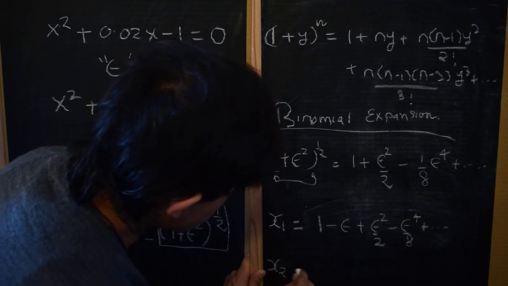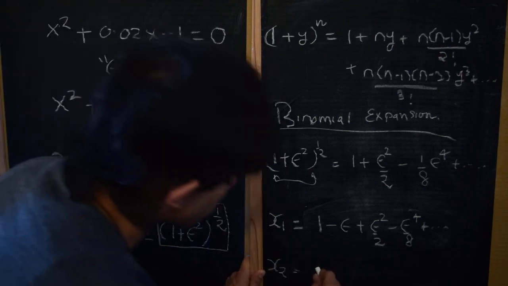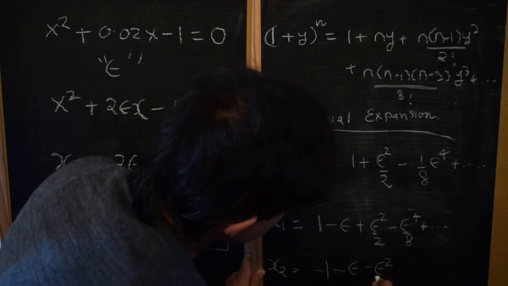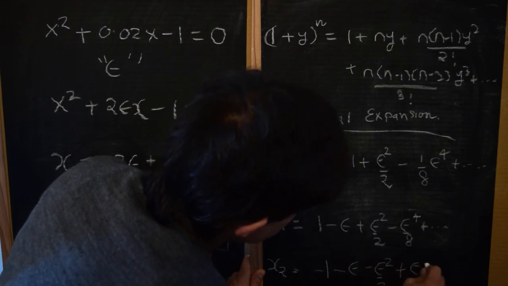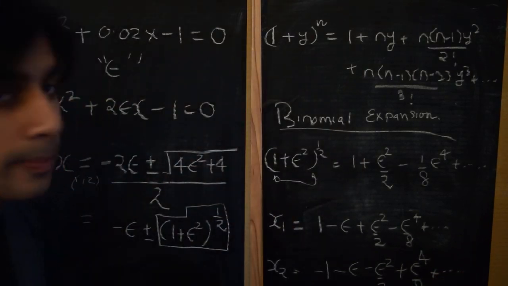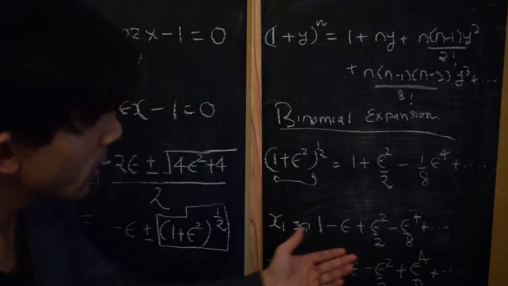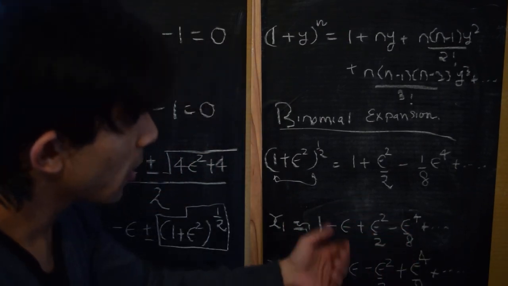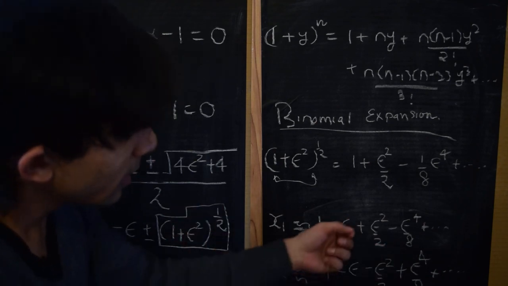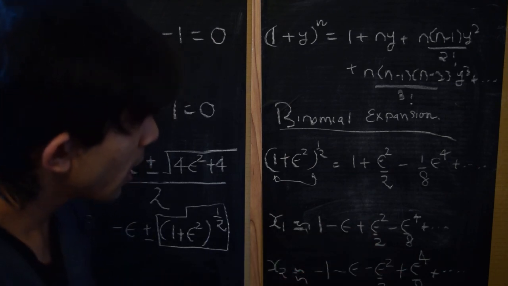The second root will be, it has a minus in front of the expansion, so it will be minus 1 minus epsilon squared by 2 plus epsilon 4 by 8, and so on and so forth. Okay, so these are approximate expansions or approximate representations of the roots of the quadratic equation. But the interesting thing is that these are in integer powers of epsilon, and that makes it easier to work with them. So let's see how this helps.